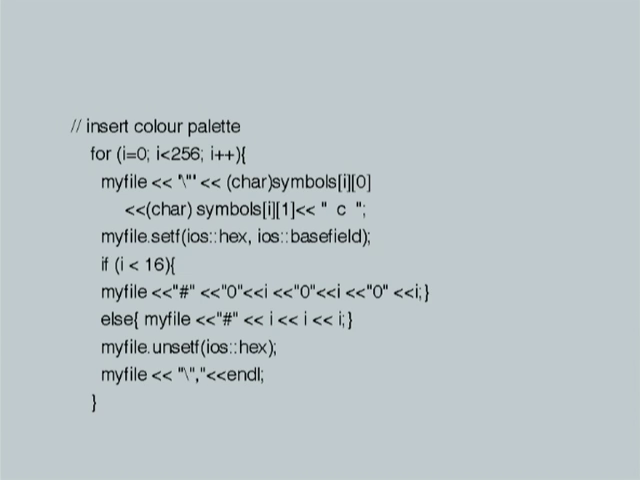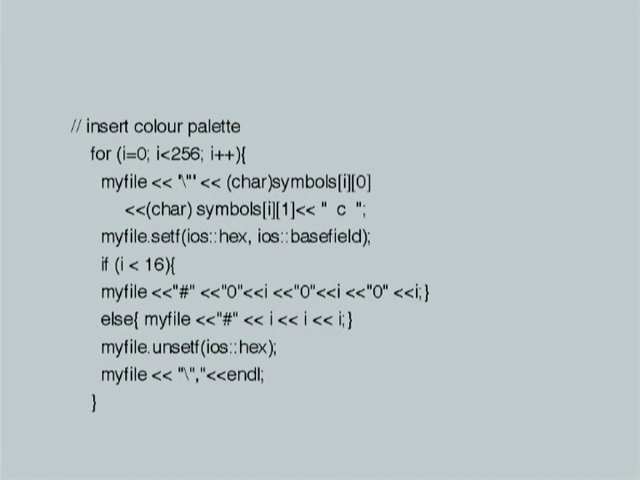I first put a backslash double quote as required. Then I put the character-cast symbols[i][0]. Please note symbols[i][0] is a pointer and it would have printed a large string. But when I say char in front of it, the whole value is converted into a single character, and a single character therefore is output. This casting is very useful.